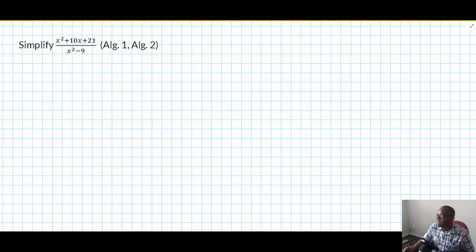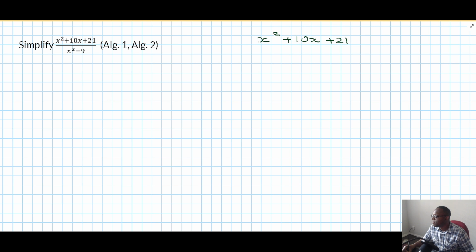So now let's go ahead and simplify. We have a fraction with a quadratic equation as the numerator and a quadratic equation as the denominator. This is going to be a topic you will see most likely in Algebra 1 and definitely in Algebra 2. So the first thing we want to do is look at the possibility of factoring the numerator and the denominator. So let's go ahead and factor the numerator. So x squared plus 10x plus 21.